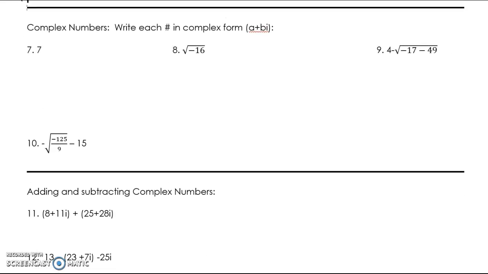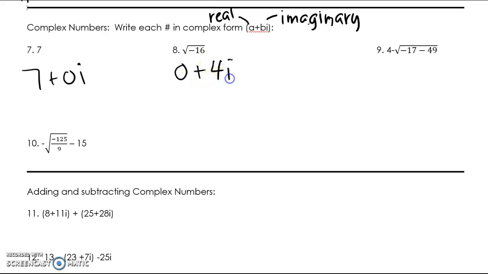The next section we have is complex numbers, which we were talking about yesterday, come in this form a plus bi, where a is our real part and bi is the imaginary. So right here, 7, well, I would say it's 7 plus 0i. I would say the square root of negative 16, well, that's going to be 0 plus 4i.